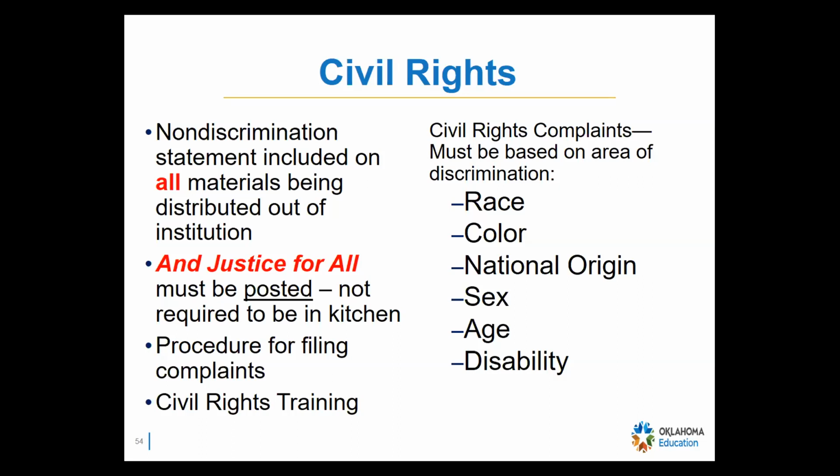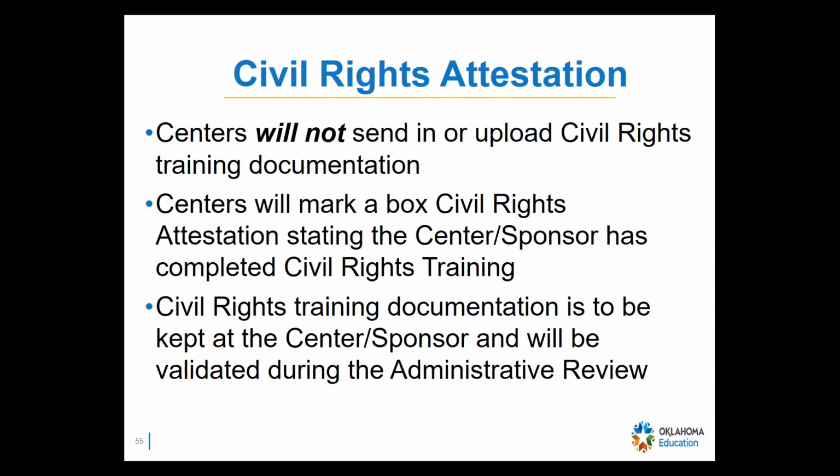If somebody does have a civil rights complaint, in the training manual, you have a complaint form. Just have that person fill it out and send it to USDA. So something new this year, if you've done the application before: last year we required civil rights training and then you had to send us the documentation, your sign-in sheets and all that information. We're not doing that this year.